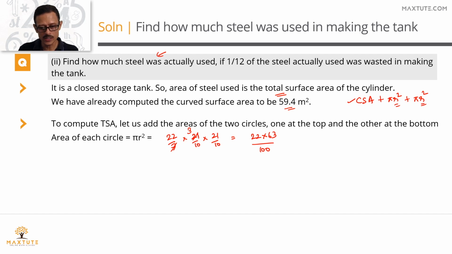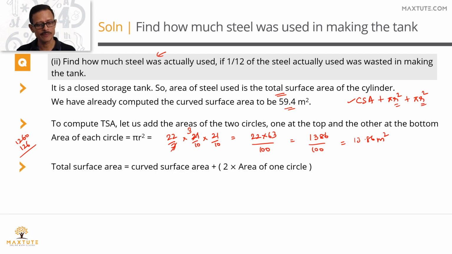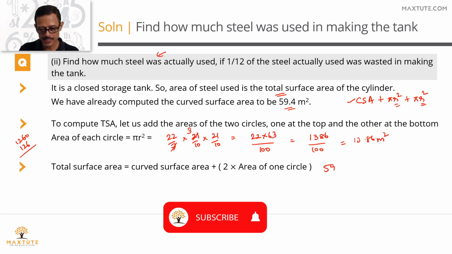63 into 2 is a 126. I'm just going to write that bit here. 63 into 20 is 1260. Sum up these two, you're going to get an answer which is 1386 upon 100. So the area of each circle is equal to 13.86 meters square. So we know the curved surface area, we know the area of each circle. So 2 times this added to 59.4 should give us a total surface area. Curved surface area is a 59.4.